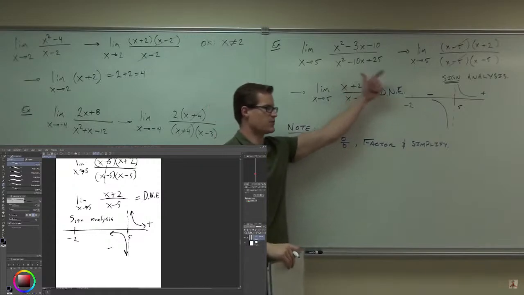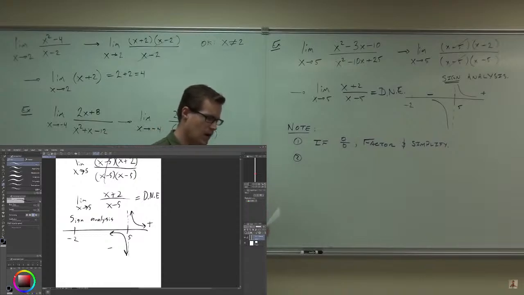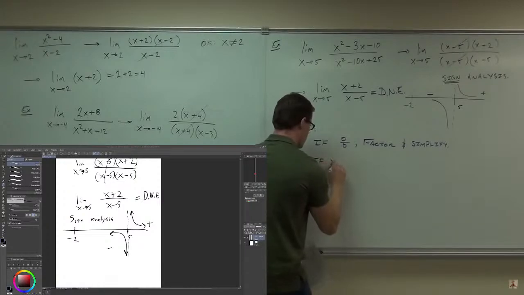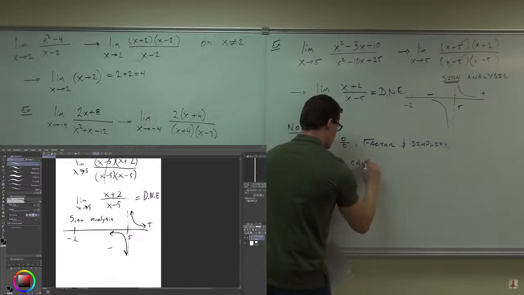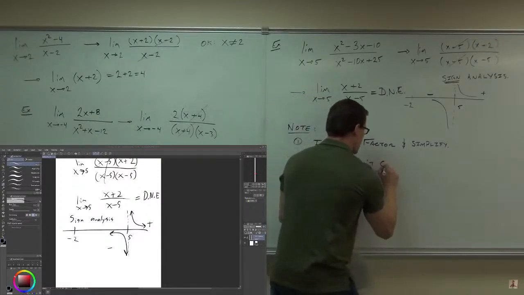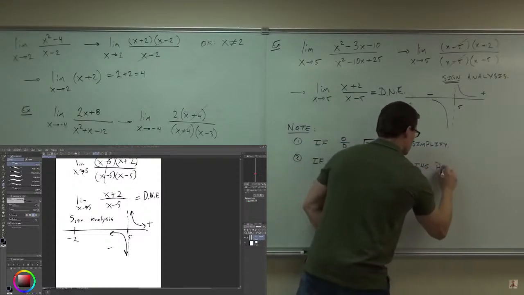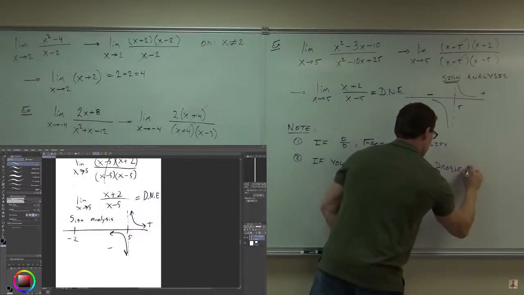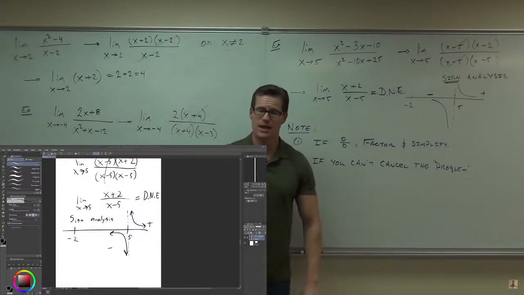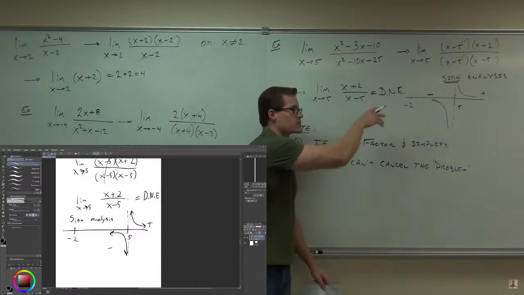The other percent of the time, let's say you factored, you simplified, you still have an issue. So that's number 2. If you can't cancel the problem, because y'all love the word cancel, right? If you can't cancel the problem, that means it's not a hole. If you can cancel the problem, it's a hole. If you can't cancel the problem, that means you have an asymptote at that point. What you're going to need to do is evaluate it with a sign analysis.